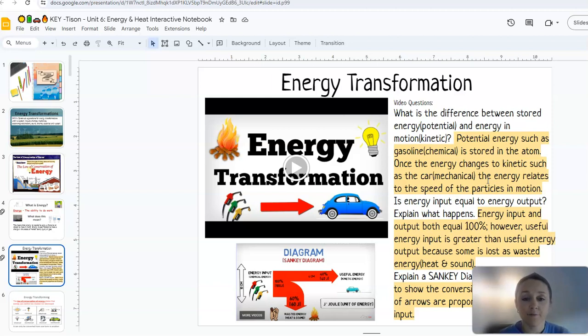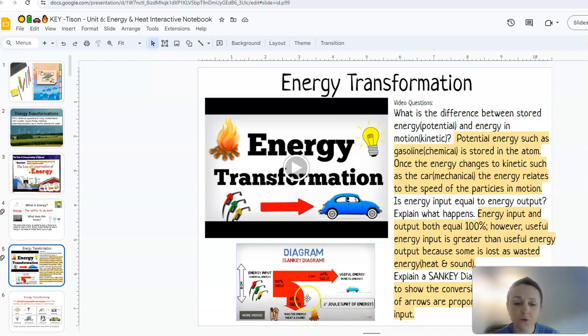So is energy input equal to energy output? When we think of the law of conservation of energy, we understand that we can't create or destroy energy. So energy in must equal energy out. But here's what's important. We need to think about useful energy. So if you look at this Sankey diagram right here, we see that we put gasoline into the car. 100% of that gasoline comes out, but all of it is not useful. So 40% of the gasoline you put into your car is used to move the car forward. The other 60 is wasted as heat from the car. If you stand next to a car, you know it produces heat, sound energy.